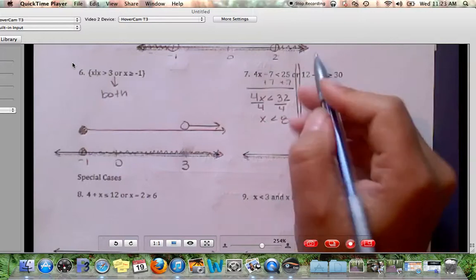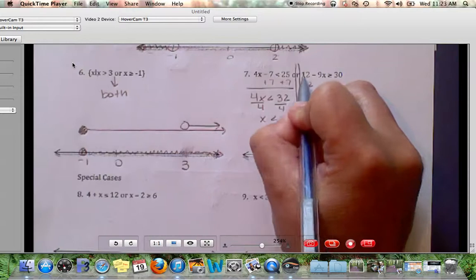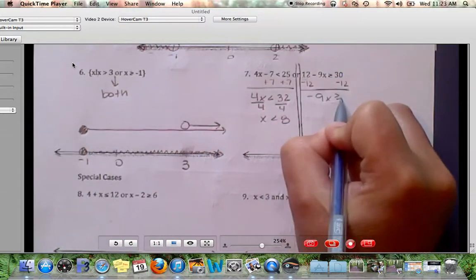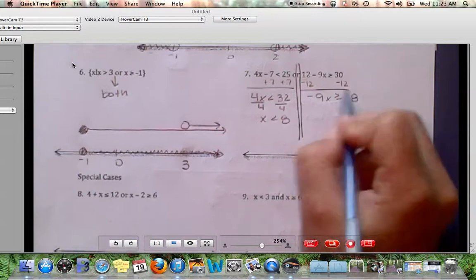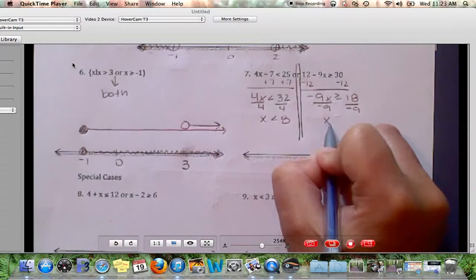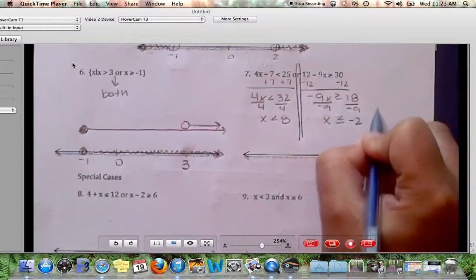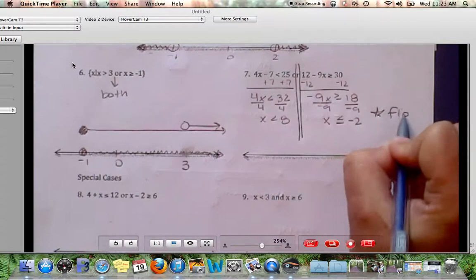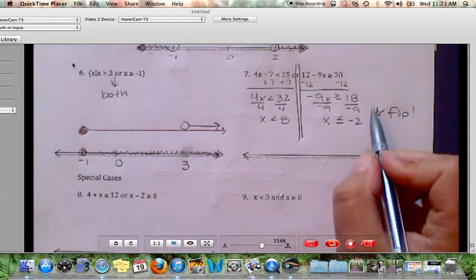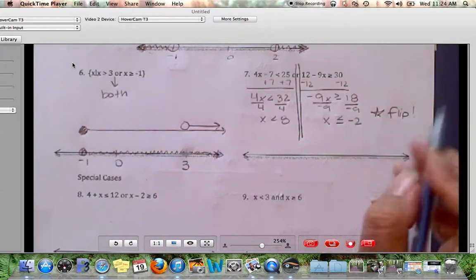The right side, completely separate. We've got to move that 12 over, so we subtract 12 because it was a positive 12. And we get -9x is greater than or equal to 18. Divide by -9, and we get x is less than or equal to -2. Did you flip the symbol? You need to flip the symbol, and then 18 divided by -9 would make that -2.